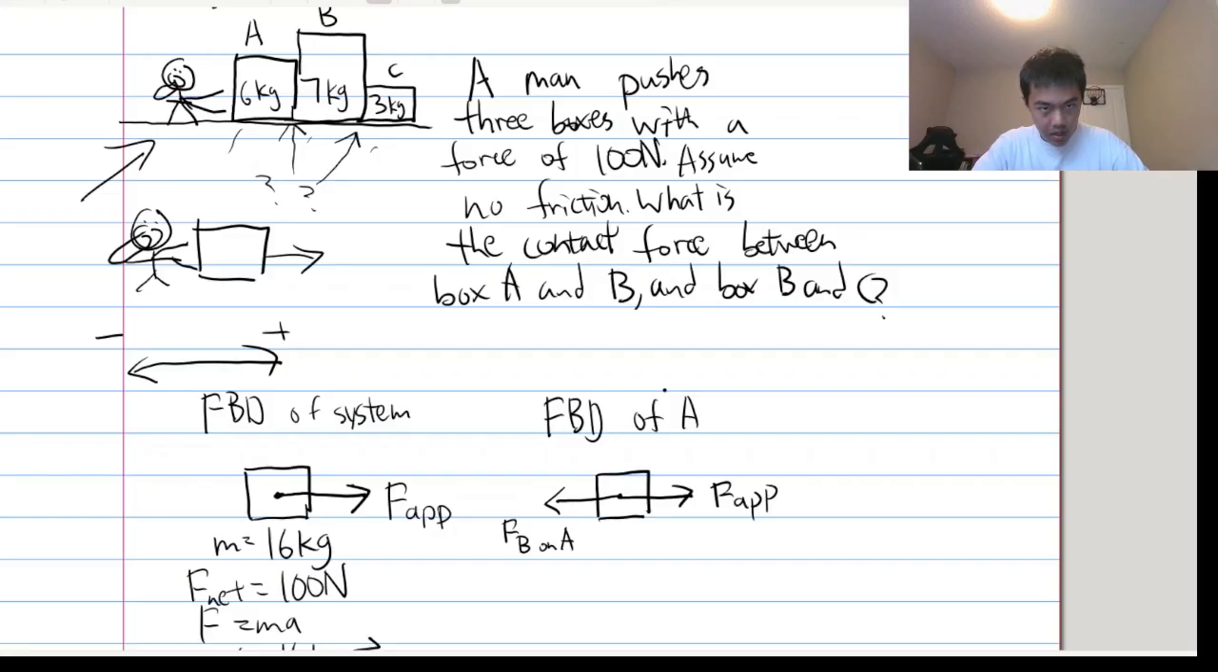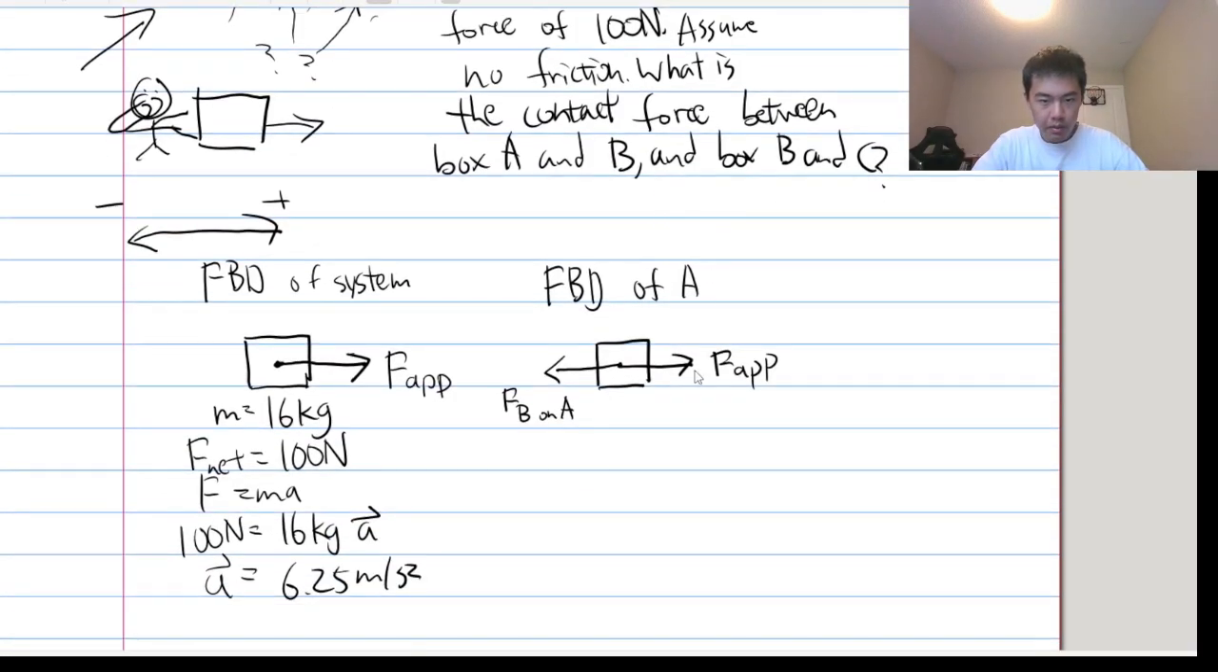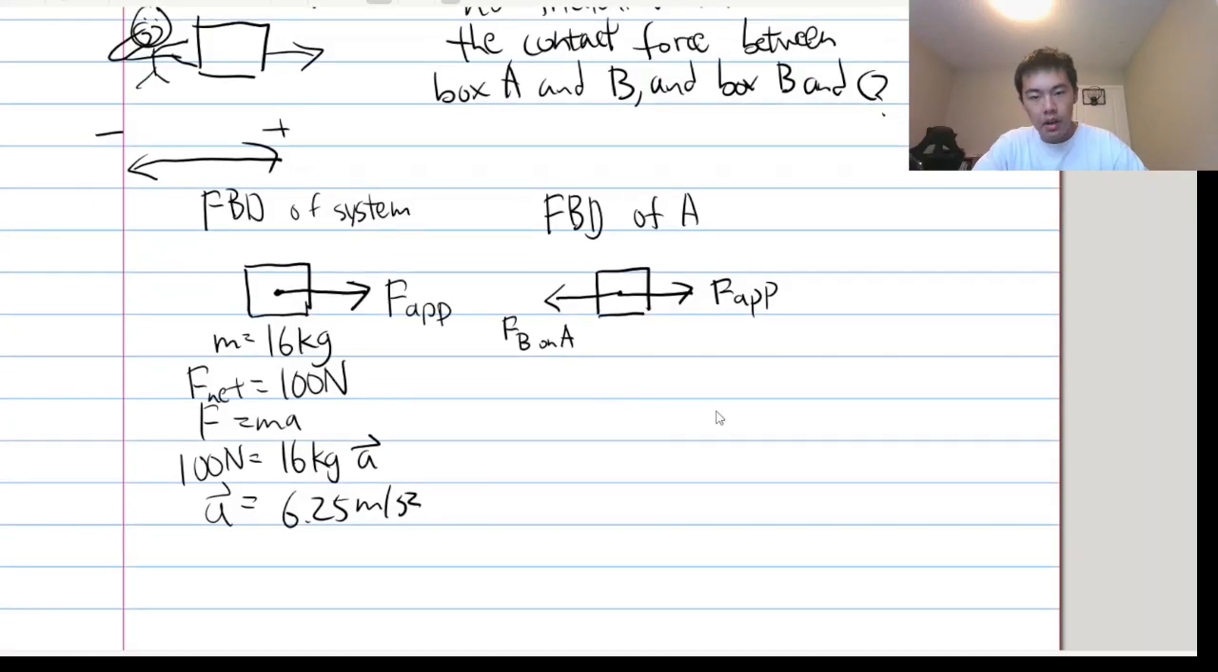And the reason why we put box B on box A is because this is going in the negative direction, right? Box A is also pushing on box B, and that's not the same as this applied force. Make note of that. But the force of box B on A is in the negative direction, and that is actually the contact force we're looking for. So we can solve for this by going 100 newtons.